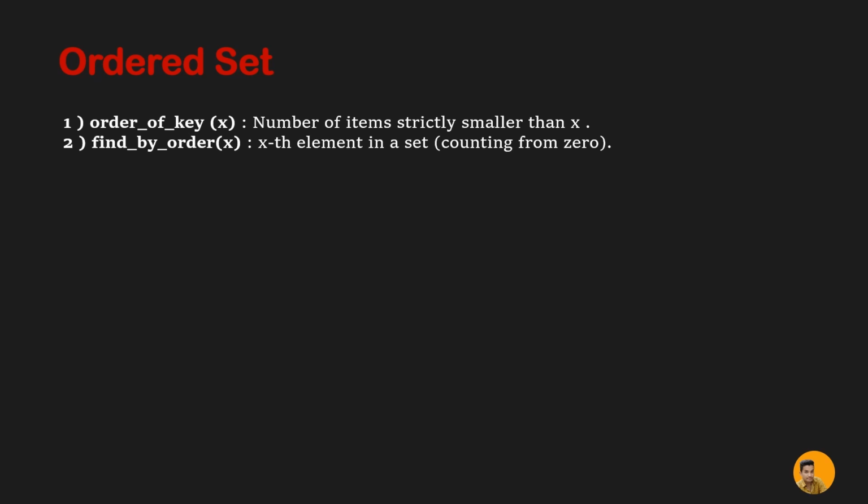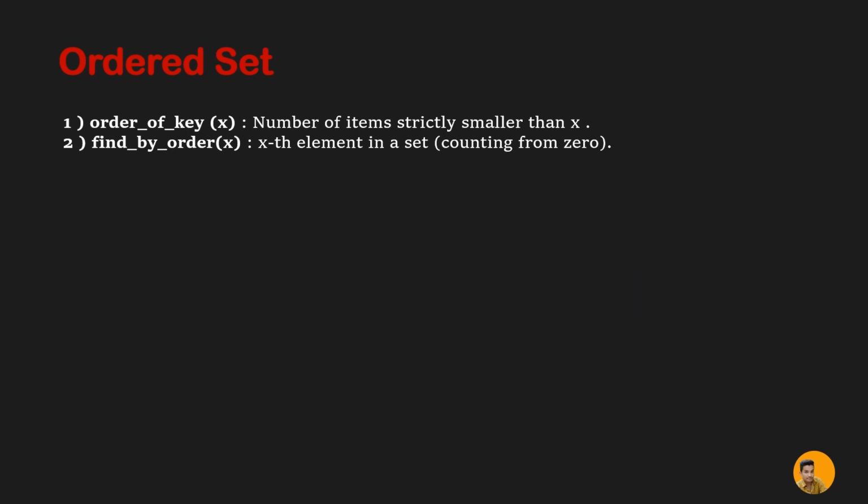So this ordered set will have all the properties which a set has, but they run in log n time complexity, and it supports two additional functions, which are order_of_key and find_by_order. So what is order_of_key? It gives the number of items strictly smaller than x. Let's take an example. Let's say 1 2 5 7 is there. Then if you call order_of_key on 6, you will have 3 as your output, not 1 2 5 but the number of items, which is 3.